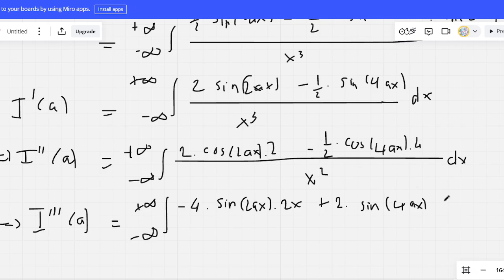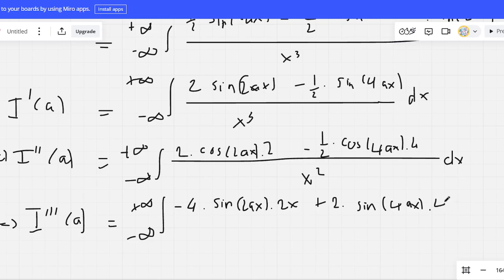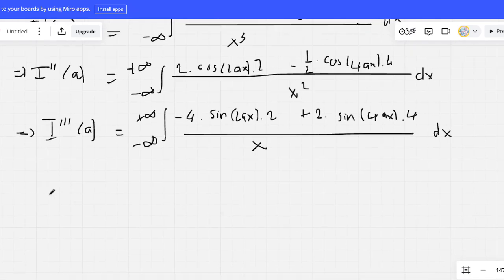The minus cancels with this minus. Multiplied by 4x, obviously, because of the derivative of the inside, chain rule. Multiplied by x squared, and we've got the dx here. And once again, this x and this x here gladly cancel. Which means, finally, we will get the third derivative of I sub a is equal to the integral from minus infinity to positive infinity of minus a sine of 2x.